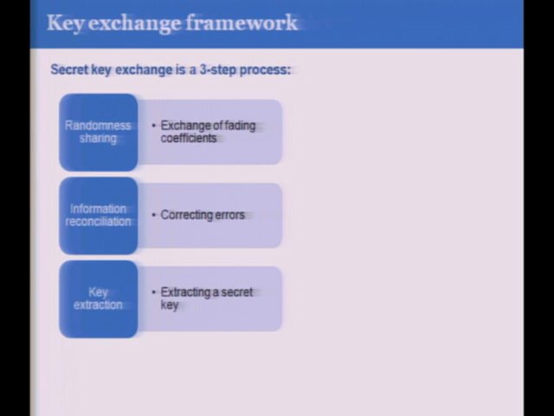Information reconciliation is the step where, because there is noise and other sorts of interference in the environment, they will try to correct their errors. The two streams that they have will not be exactly identical, so they will try to correct their errors. And then once these two steps are done, hopefully nodes A and B will have the same random sequence, and then you will use that random sequence to extract the secret.